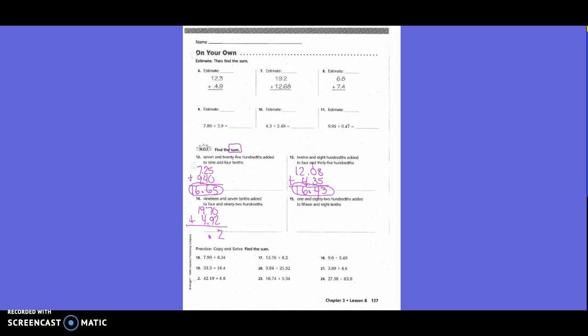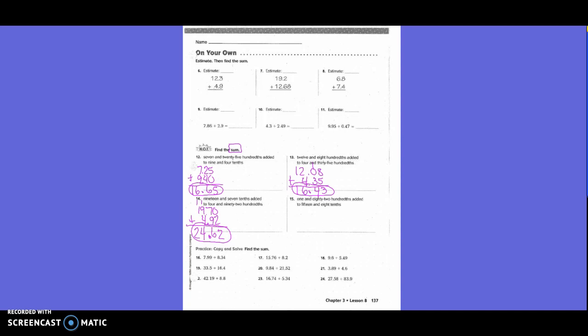7 plus 9 is 16, put my 6, carry my 1. 1 plus 9 is 10, plus 4 is 14, put a 4, carry my 1. 1 plus 1 is 2. So my answer is 24 and 62 hundredths. Okay.